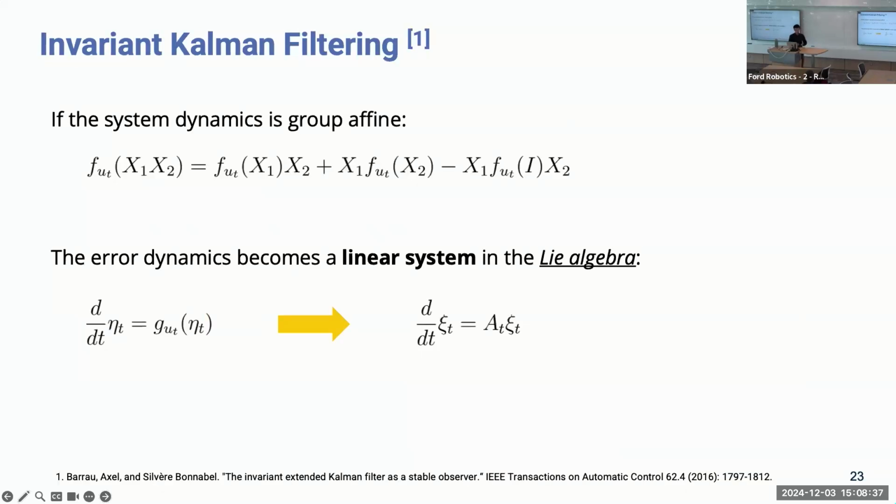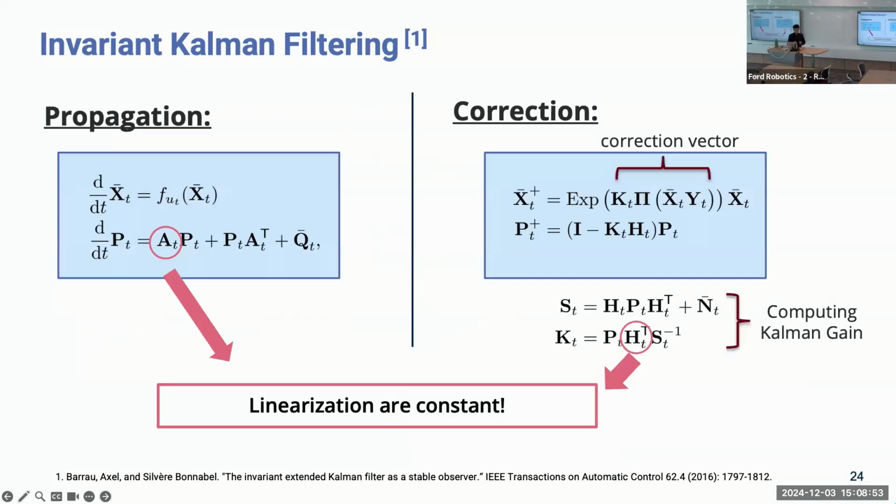So Barrau and Bonnabel, based on this observation, developed the invariant Kalman filter framework. They show that if the system dynamics is group affine, the error dynamics of the system, which we're tracking, becomes a linear system in the Lie algebra. What's more is that the linearization then becomes a constant, so it does not depend on the state estimate anymore. We'll always have a correct linearization. And they show that the invariant EKF can have great consistency and convergence properties.